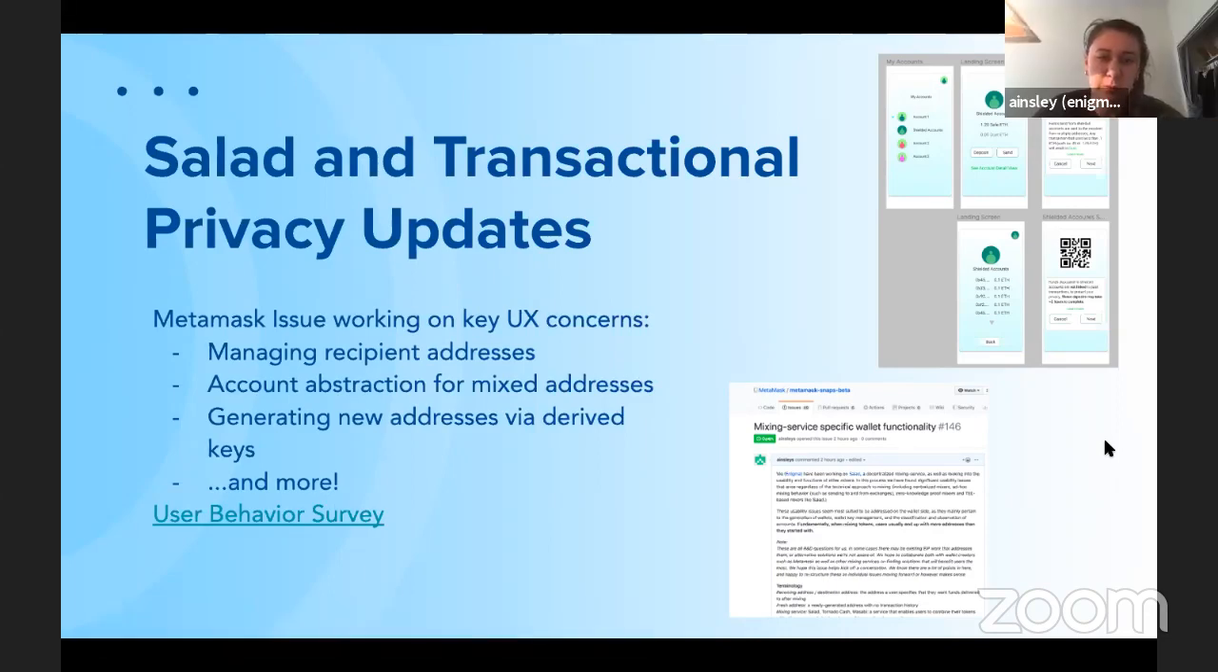So things are in progress there, but we're trying to develop that in public. If you check out the Salad repo, that's public, and you can see the open issues that we're working on resolving and follow along technically if you'd like to.